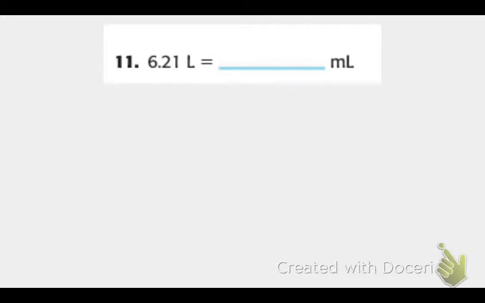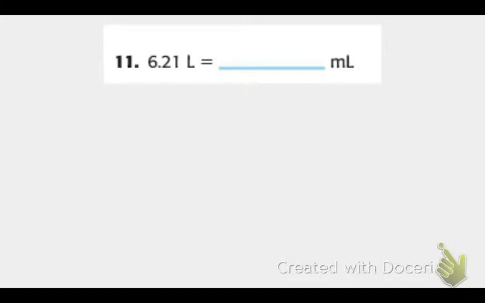Actually, I'm going to skip that one. I want to do this one. All right. 6 21/100ths liter, changing that to milliliters. Go ahead and solve that, if you would. Pause the video and then come back for the solution.